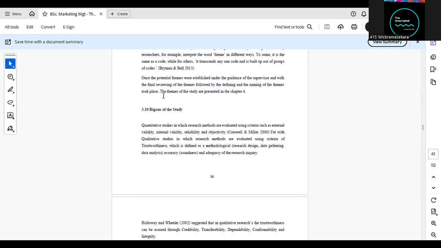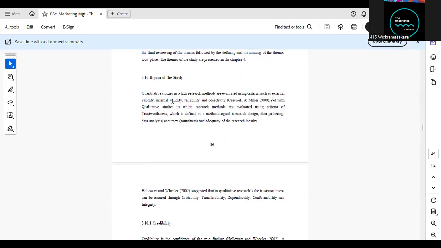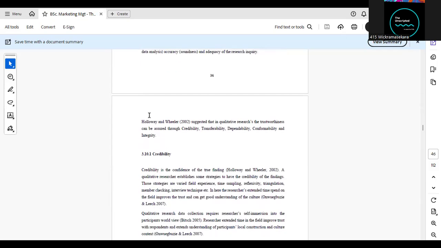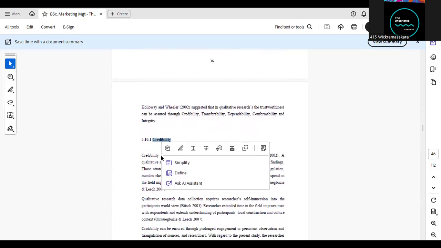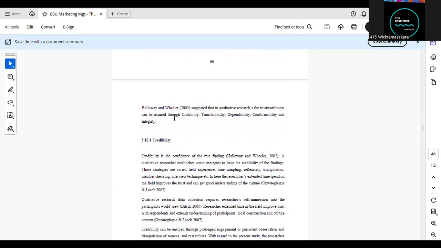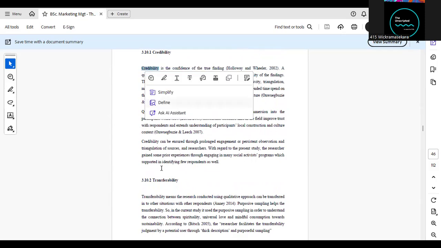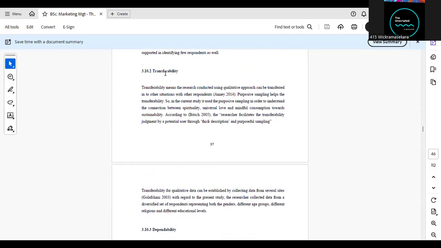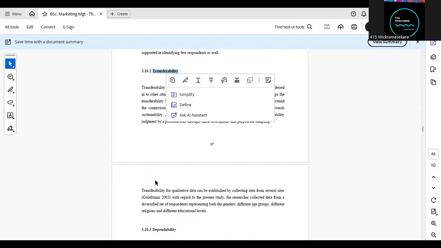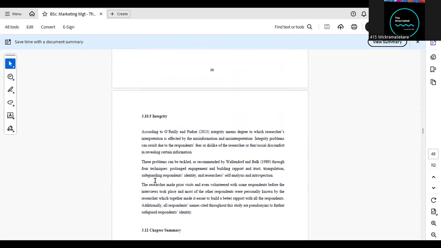So this is the rigor of the study, as I earlier mentioned. For qualitative studies, you make sure that it's reliable and valid through a few aspects, right? The credibility, dependability, transferability, and confirmability. So read about these different aspects and mention how you have ensured credibility in your study, how you have ensured transferability of your study, and the other two aspects as well.